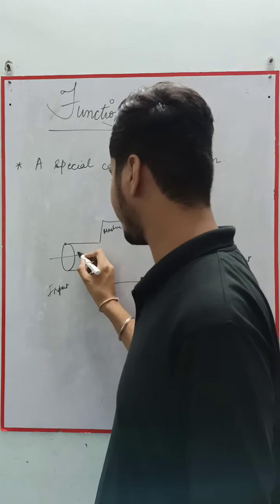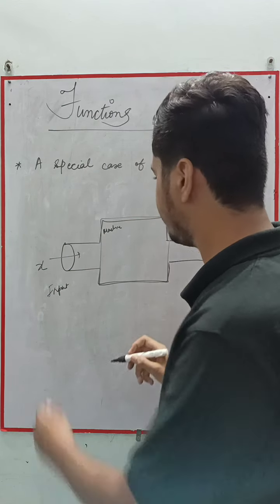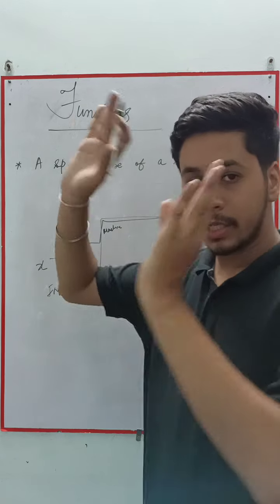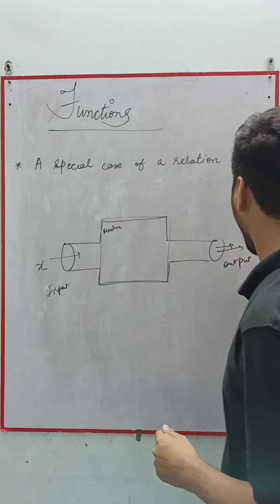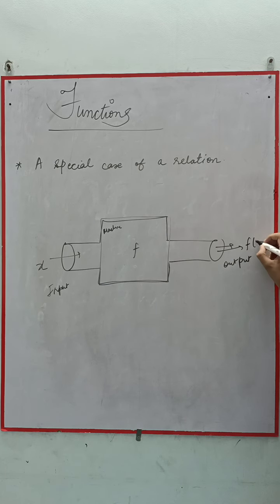Whenever you put something in here, with the help of the machine, that particular element converts into some other thing, and we get some output. Say for example, we call this whole machine or mechanism f, then this x is converted by this f, and hence we get the output, which is f of x.